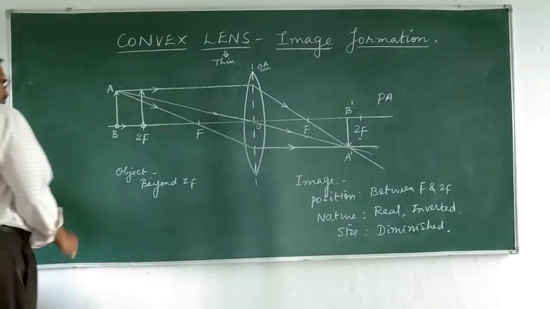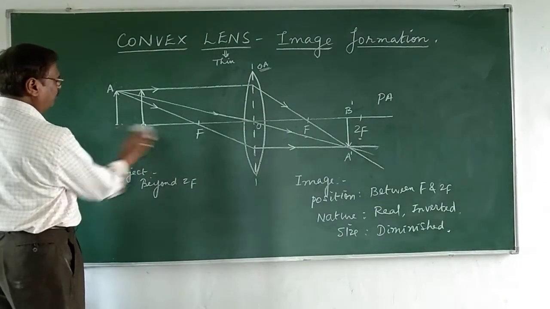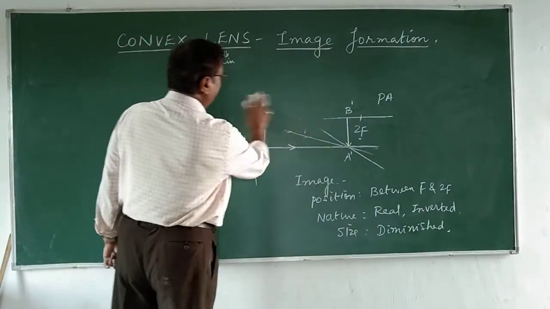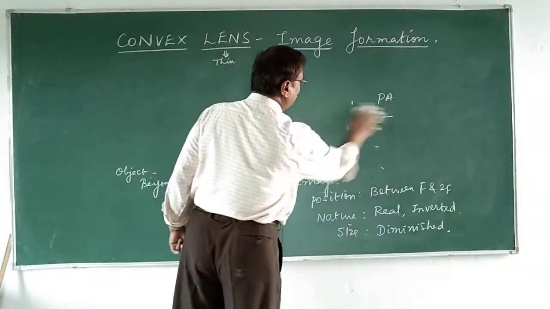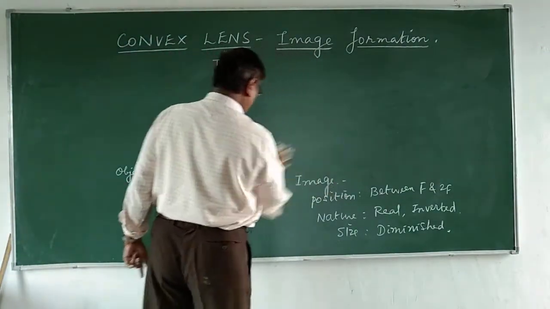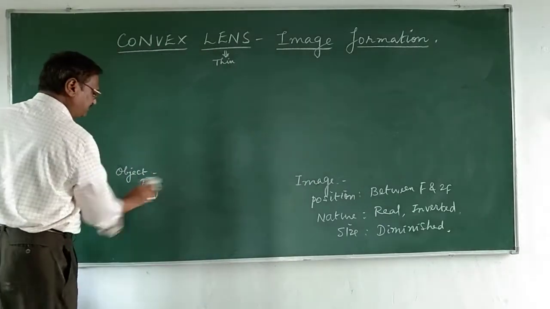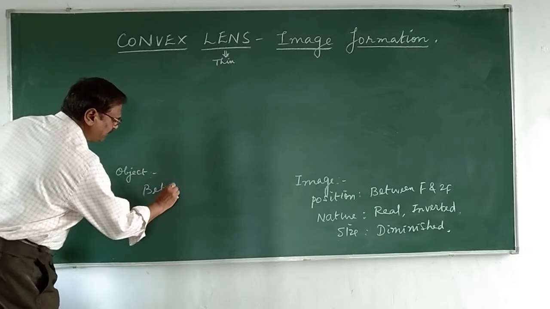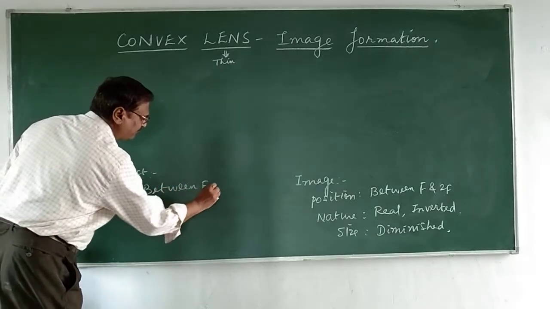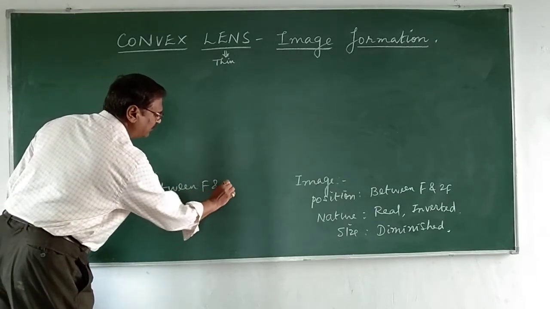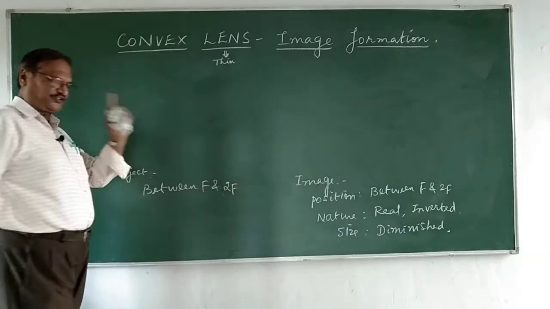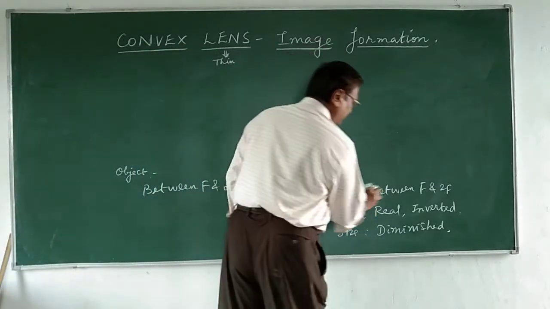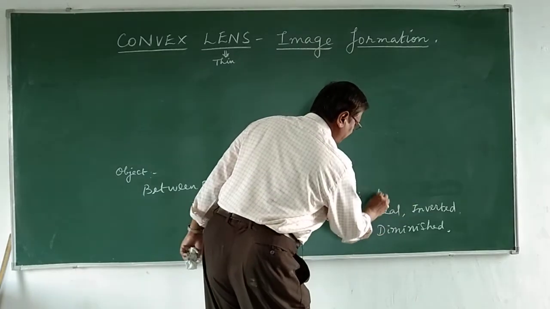What I am going to do is take one more case, for your understanding of how to draw the ray diagram: an object placed between F and 2F. I hope you would have guessed. What is the guess? The image should be beyond 2F.